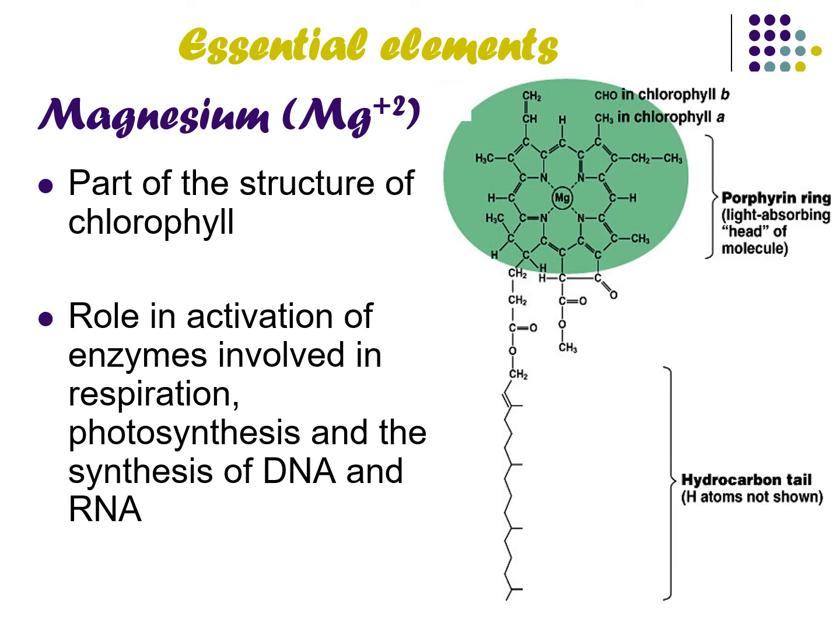Magnesium is absorbed by the plant in the form of magnesium ion. Magnesium is part of the structure of chlorophyll. It actually occupies the center of the porphyrin ring. It also has a role in the activation of enzymes involved in respiration, photosynthesis, and the synthesis of DNA and RNA.